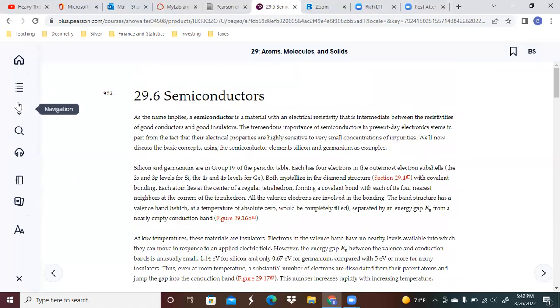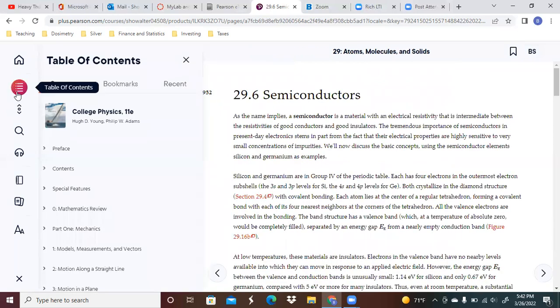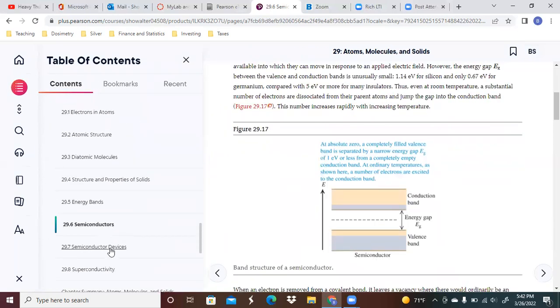So now let's go to semiconductor devices.